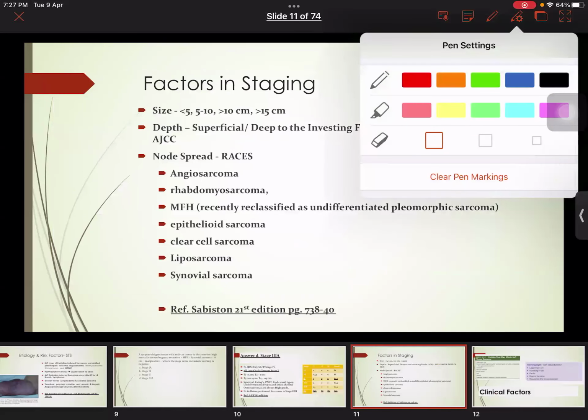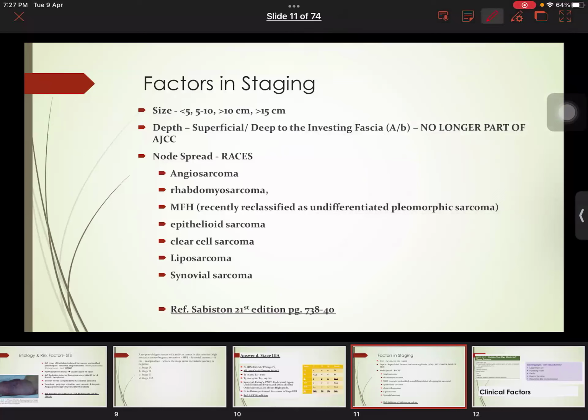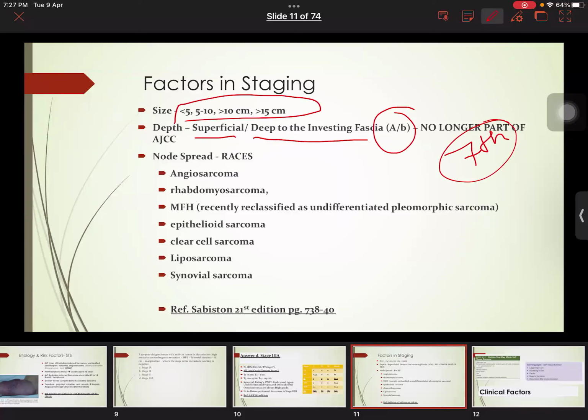So the factors in staging we already discussed. Previously there used to be importance of the depth of infiltration, whether it's superficial or deep to the investing layer of deep fascia, grouping as A and B. This was found in the AJCC 7th edition. Currently in the 8th edition, you don't have anything like that. The only criteria you take is less than 5, 5 to 10, 10 to 15, and more than 15.